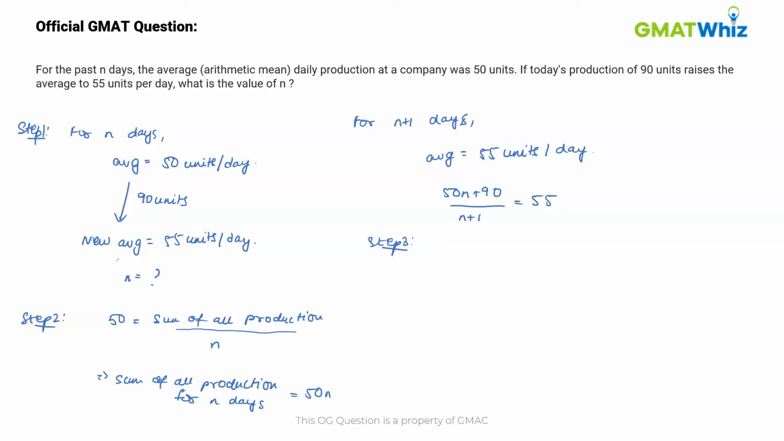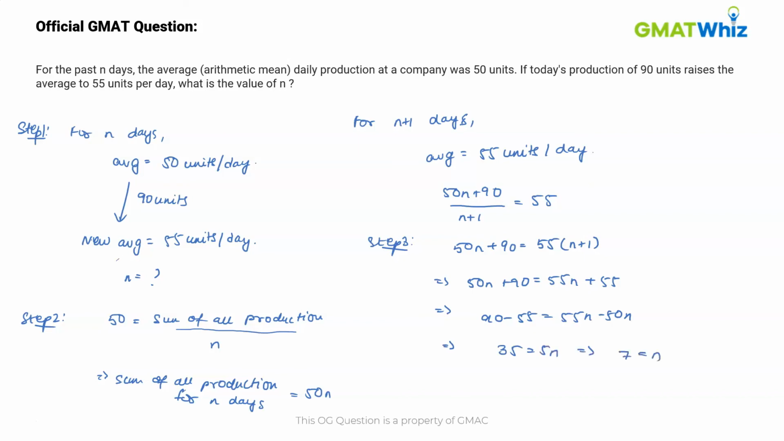Now, when we multiply both sides by n plus 1, we get 50n plus 90 equals 55 times n plus 1. This gives us 50n plus 90 equals 55n plus 55. This is equal to 90 minus 55 equals 55n minus 50n, which implies that we have the equation 35 equals 5n, or 7 equals n. This implies that the value of n is 7 days.